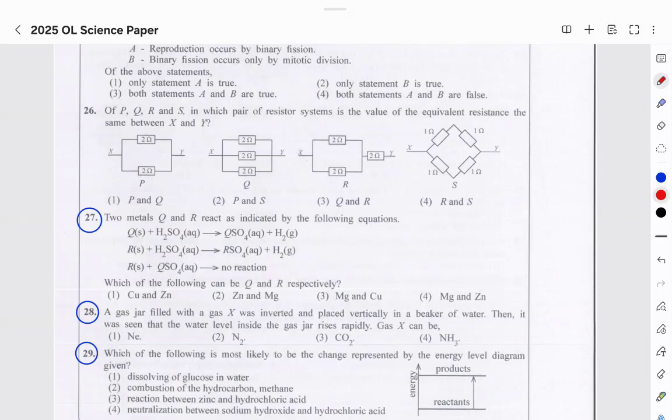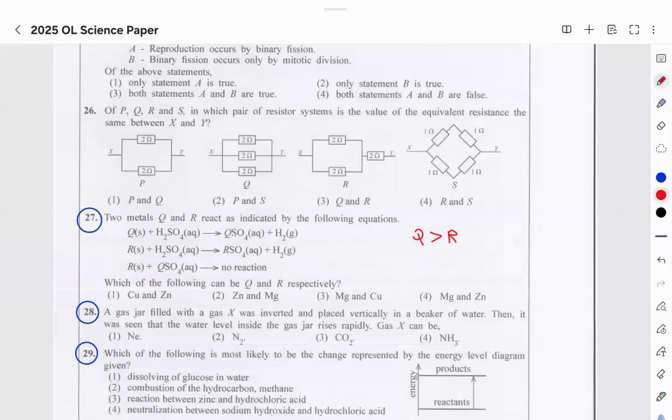Q is more reactive, right? Because when R is reacting with QSO4, R cannot displace this Q. That means Q is highly reactive than R. Then choose the correct couple. Which of the following can be Q and R respectively?